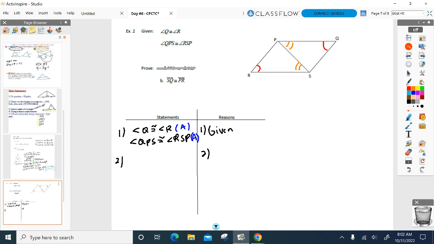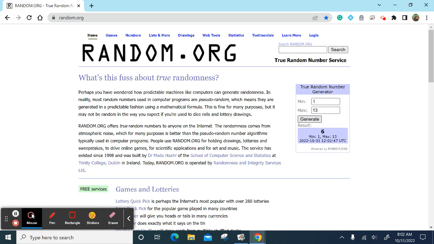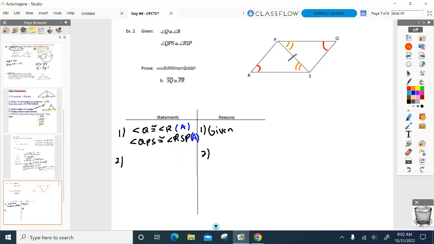You are searching for a pair of sides to be congruent, and hopefully the sides here aren't that bad. Where is the pair of sides here? Yeah, the old reflexive, right? Great job. PS congruent to PS, reflexive. Now it's just a matter of, is the side in between or not?